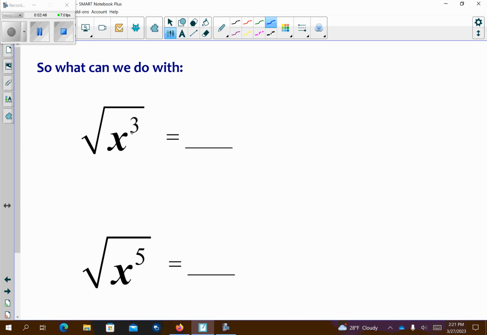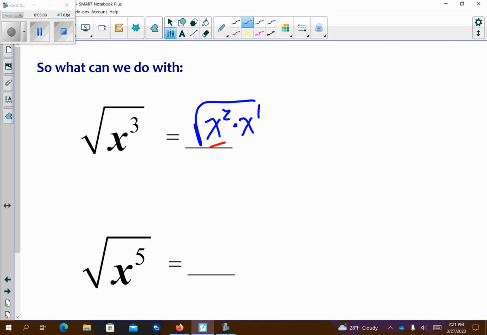Now we get a little deeper. I can't take half of 3. I mean, I get 1.5. That's not going to help us. But could I change this to x squared times x to the first? Because remember, like bases, when you're multiplying the bases, you would add the exponents. So 2 plus 1 is 3.